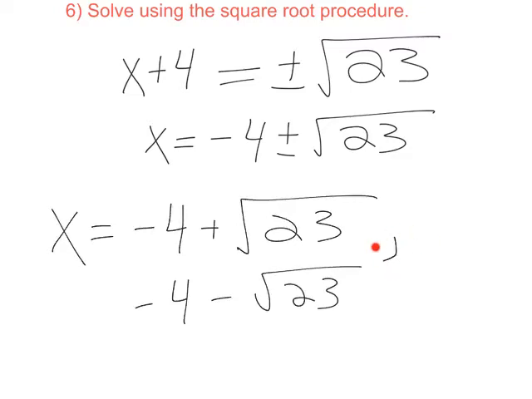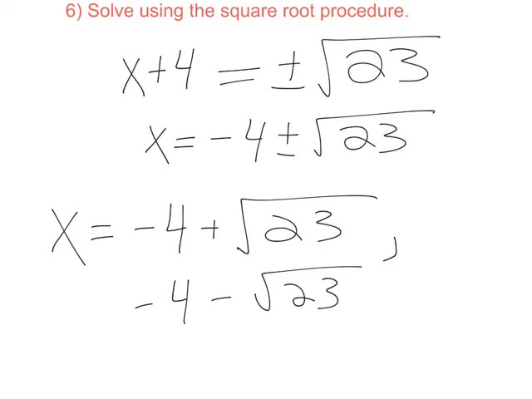This weird looking thing right here is a comma. Sorry about that. It just looks bad on the screen there. But it's -4 plus square root of 23, and then -4 minus the square root of 23 for your second part. Okay? Now, let's take a look at one without having to write down all those different steps throughout.